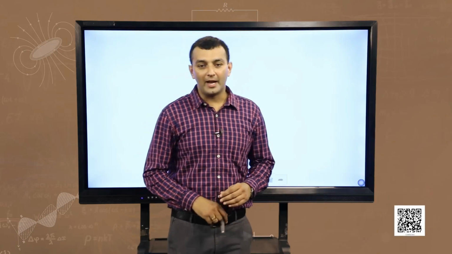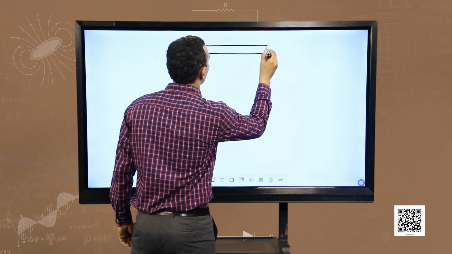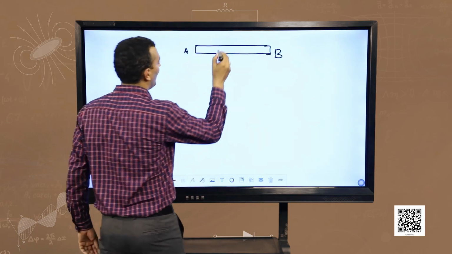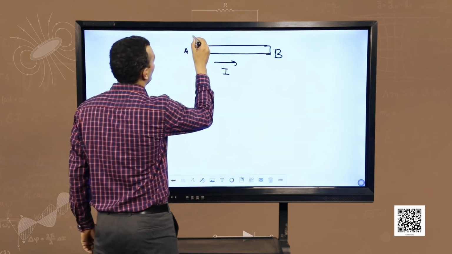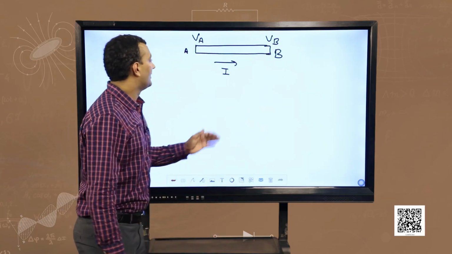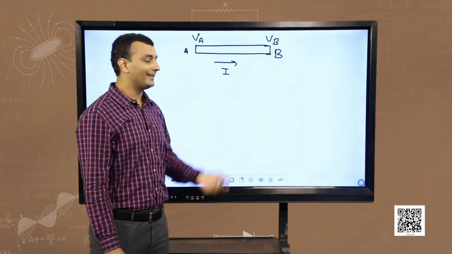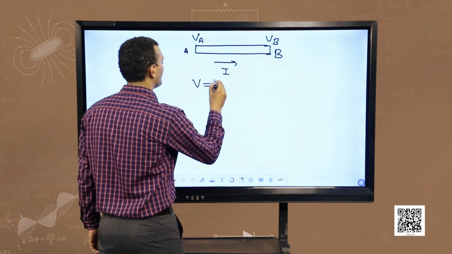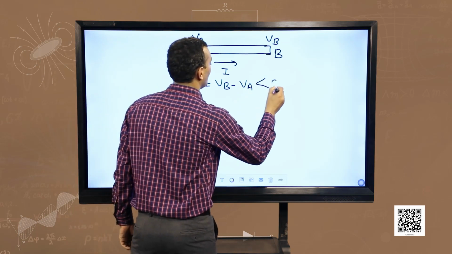Consider a conductor with endpoints A and B, and let this conductor carry a current I from the point A to B. The potentials of A and B are VA and VB respectively. Since the current is flowing from A to B, obviously B is at a lower potential and A is at a higher potential. So if we calculate the potential difference VB minus VA, it will be a negative quantity.